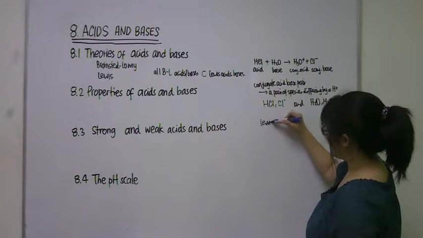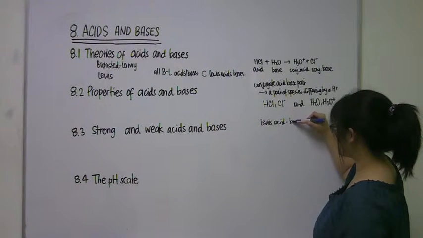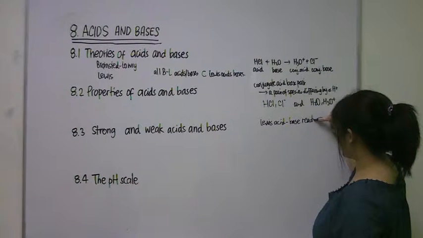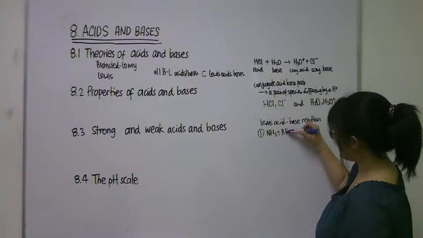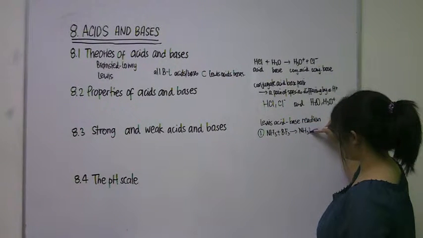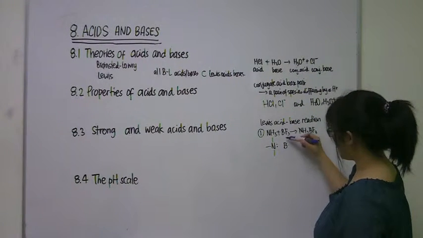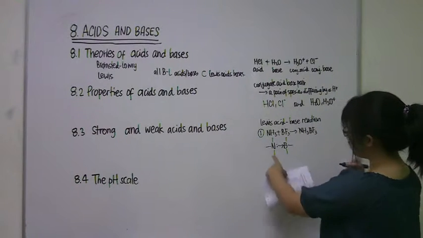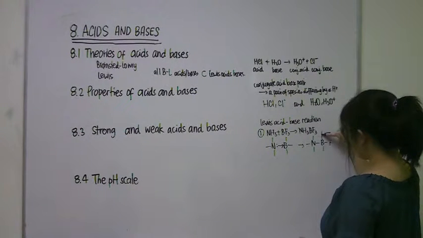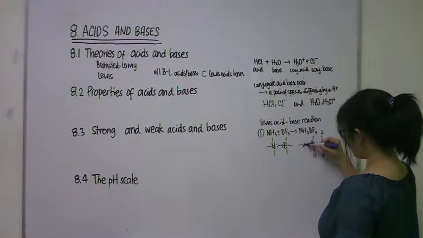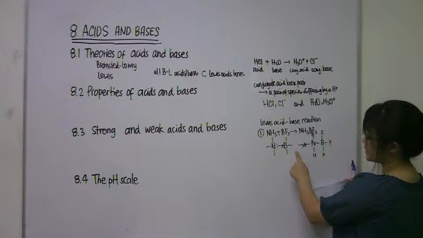Only, which is not Bronsted-Lowry acid-base. So one is a reaction between NH3 and BF3 to give you NH3BF3. In this case, N will donate the lone pair to B, giving you NH3BF3. So in this case, NH3 is your base and BF3 is your acid.